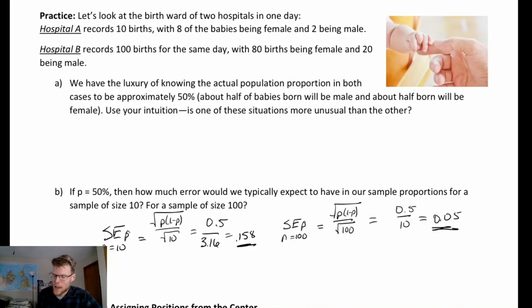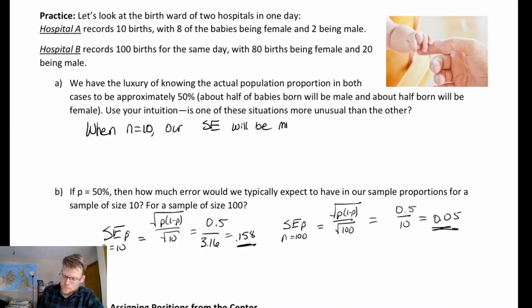So we can apply that back over here and think that getting 8 female and 2 male births at a particular hospital isn't that unusual, right? Because I'm going to expect a lot of error in my sample proportion, whereas in hospital B with 100 births, this would be pretty unusual. This is several standard errors away from what we should expect to see. So when n equals 10, our standard error will be much larger.